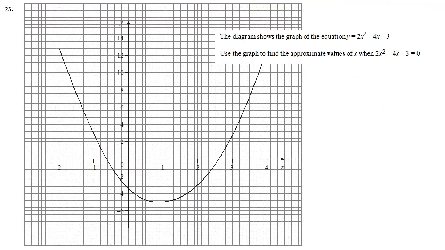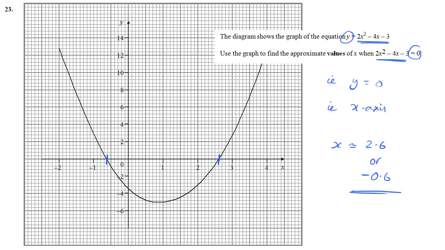Okay, next question. We've got a graph already plotted, and it's the graph of y equals 2x squared minus 4x minus 3, and we're asked to find the values of x which correspond to 2x squared minus 4x minus 3 equaling 0. So if that equals 0, then for our graph y must equal 0, because y and 0 equal the same thing here. They both equal 2x squared minus 4x minus 3. So on the graph where y equals 0, that is the x-axis. So we just find where the curve crosses the x-axis, and it's as simple as that. We read off the values, and because this has been plotted by a computer, we can be quite accurate. On the positive side we have 2.6, on the negative side minus 0.6, and that's it.